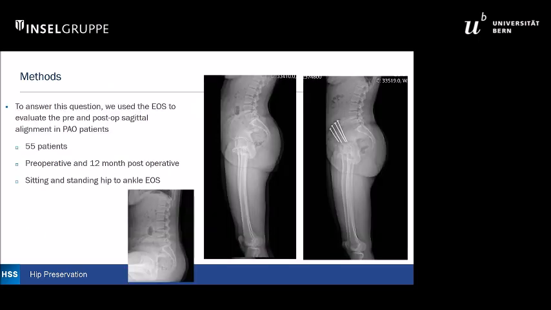To answer this question, we used the EOS to evaluate pre- and post-operative sagittal alignment in PAO patients. There were 55 patients. We used it preoperatively and 12 months postoperative, and we did sitting and standing hips to ankle EOS. We wanted to get the whole lumbar spine all the way down through the knee. It's the same protocol they use in arthroplasty at our center.